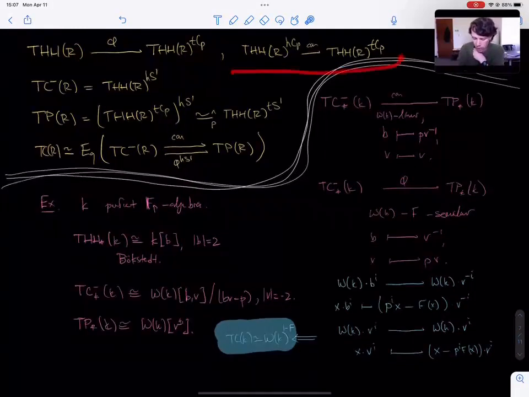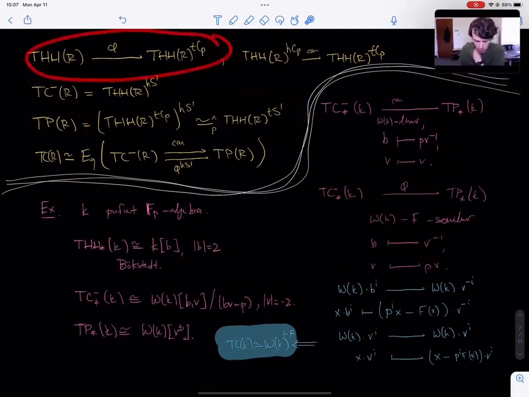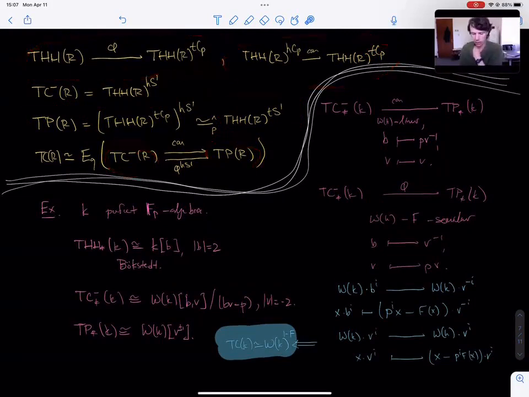There's also always a canonical map. I can always include homotopy CP fixed points into this Tate construction. And then TC minus is what I get by taking homotopy S1 fixed points. TP is what I get by taking the Tate S1 construction. And then by applying homotopy S1 fixed points to these two, I get two different maps from TC minus to TP, at least ignoring P completion issues. And TC is just the fiber of that.